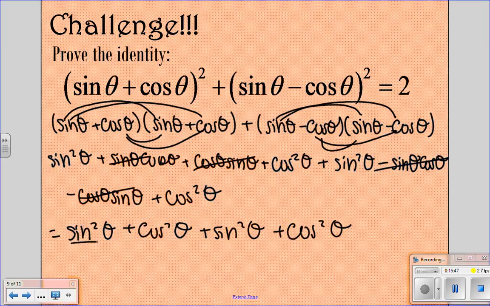Now, if you remember, one of your identities says that sine squared theta plus cosine squared of theta equals 1. And then we have another, sine squared theta plus cosine squared theta. That equals 1. So 1 plus 1 is a 2. And so that's how you prove that identity. So if you got that, that's pretty awesome. If not, it's okay. We are going to do those more next year.